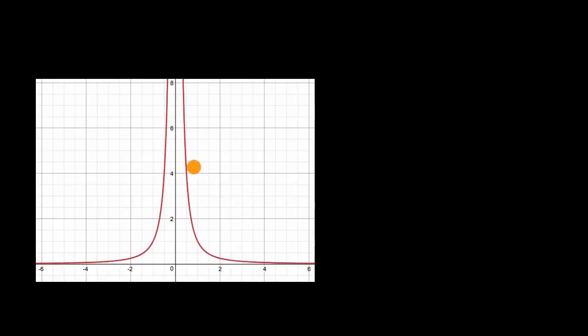So right over here, we have the graph of y is equal to 1 over x squared. And my question to you is, what is the limit of 1 over x squared as x approaches 0? Pause this video and see if you can figure that out. Well, when you try to figure it out, you immediately see something interesting happening at x equals 0.